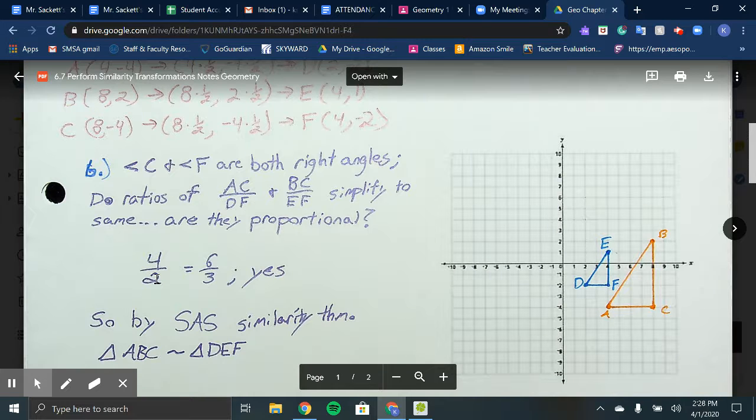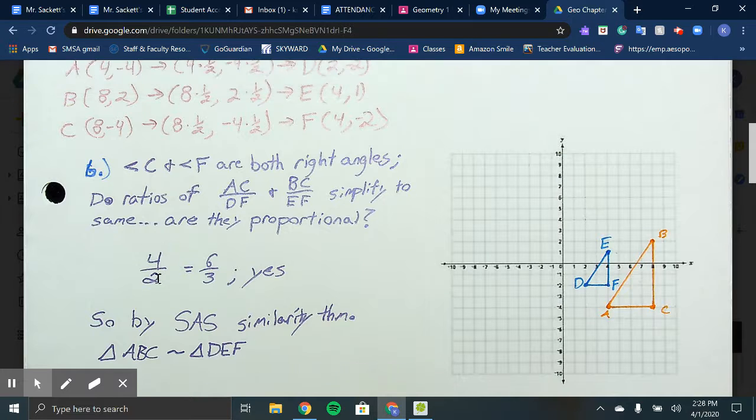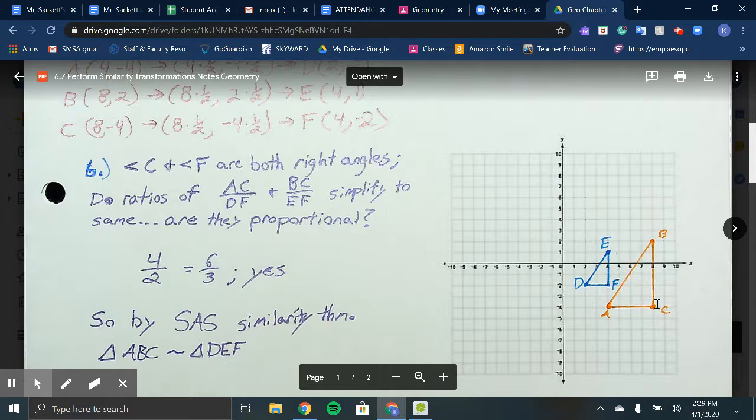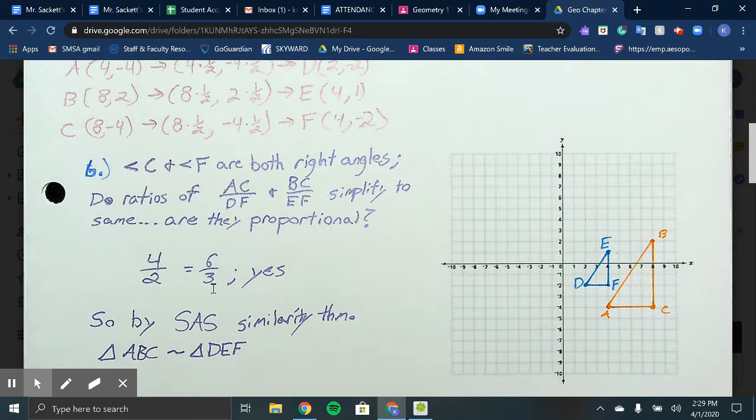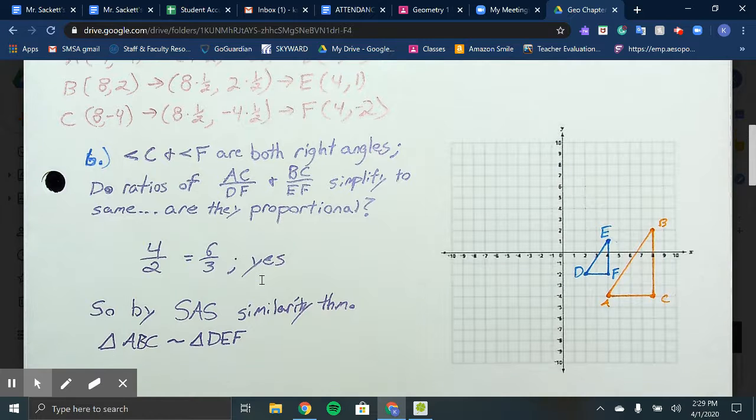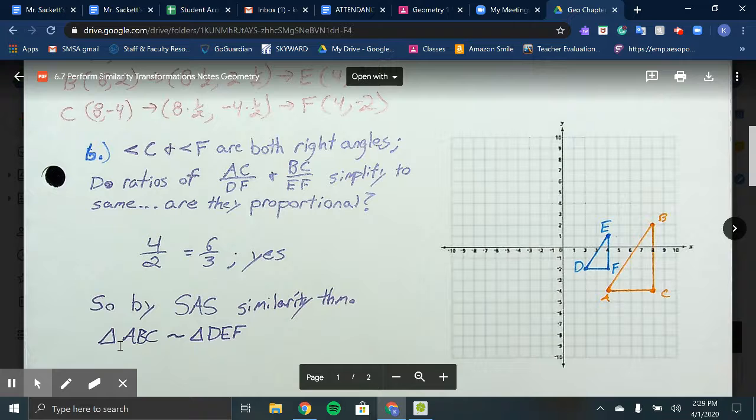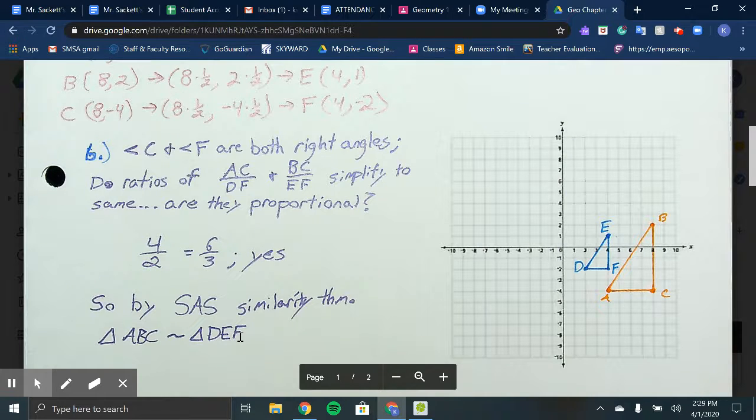AC over DF, taking the lengths off the graph, AC was 4, DF was 2, so we have 4 over 2. Then BC over EF, BC was 6, EF was 3. Do 4 over 2 and 6 over 3 simplify to the same ratio? Yes, they do. They're both 2 over 1. So by side-angle-side, triangle ABC is similar to triangle DEF.